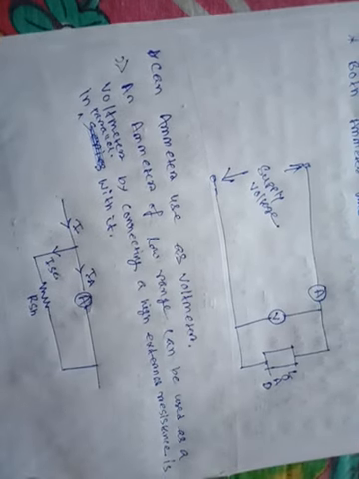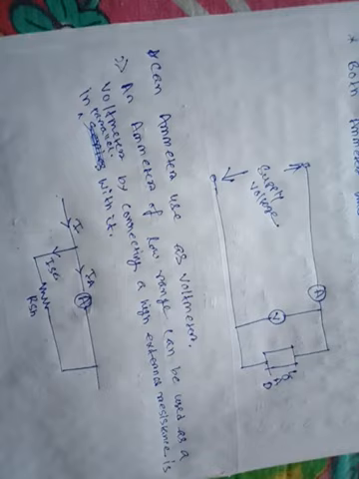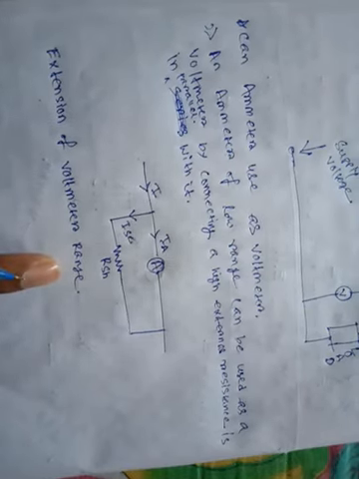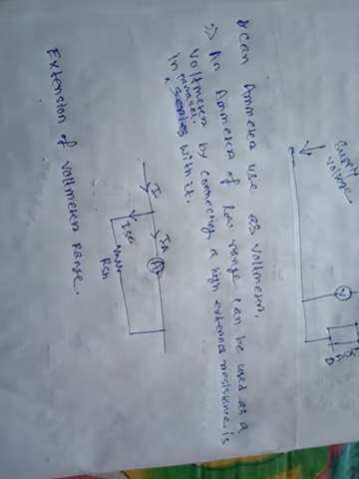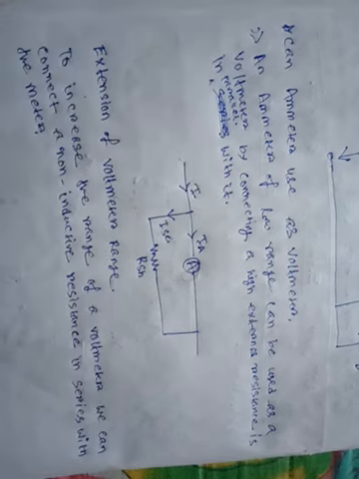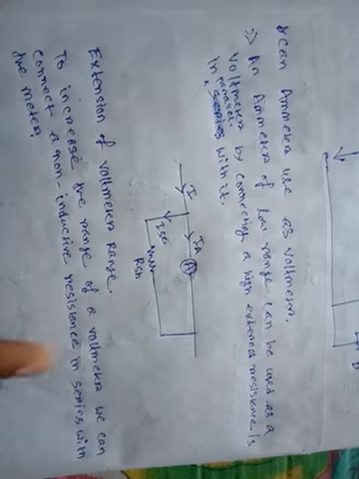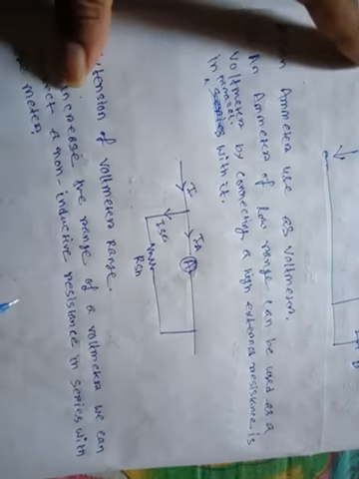Next is extension of voltmeter range. How to extend the voltmeter range? It is extended by using multiple resistances. To increase the range of the voltmeter, we can connect a non-inductive resistance in series with the meter.